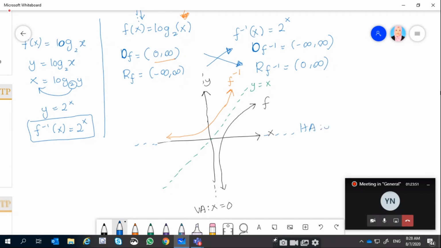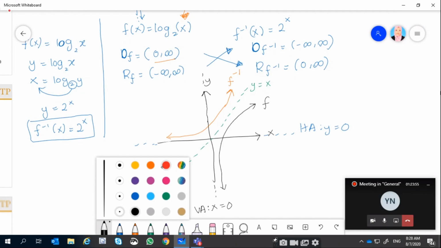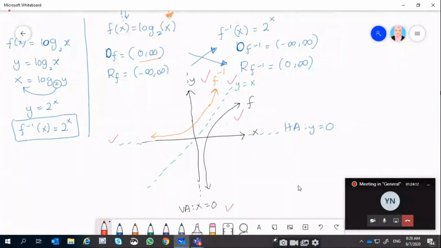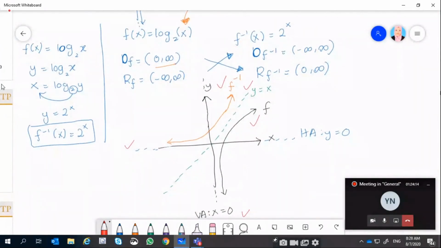y equals 0. So the marks will be given for the asymptotes, the reflecting line, the curve of F inverse, and the curve of F. So that's all on how to find the inverse when given a log function.